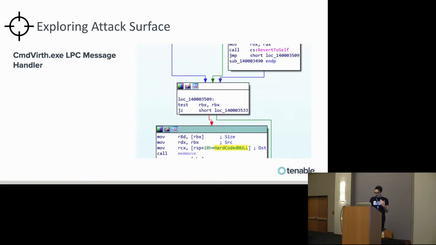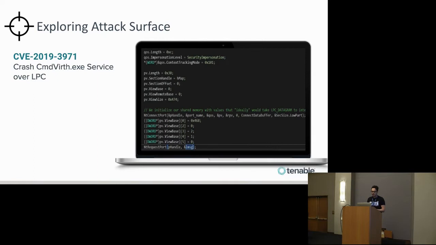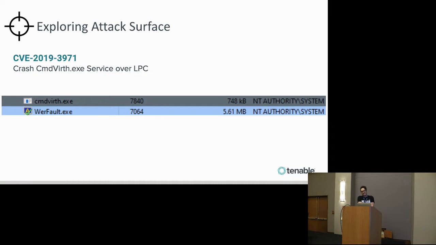And we find it's because Komodo was placing a hard-coded null value for a memmove operation, which would instantly crash. So right when you send this message handler anything, you'll crash the service because they hard-coded a null for a memmove. And basically, writing up code like this from a sandbox process, we're connecting to this LPC port, sending a message, and as expected, we completely crash that service. Now this is just a denial of service, so we report it. Nothing really that we can do with it.